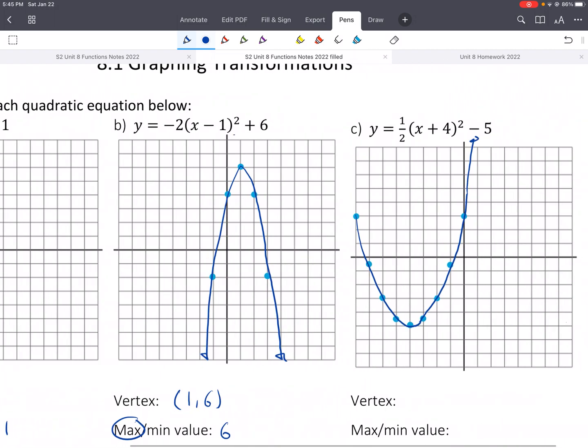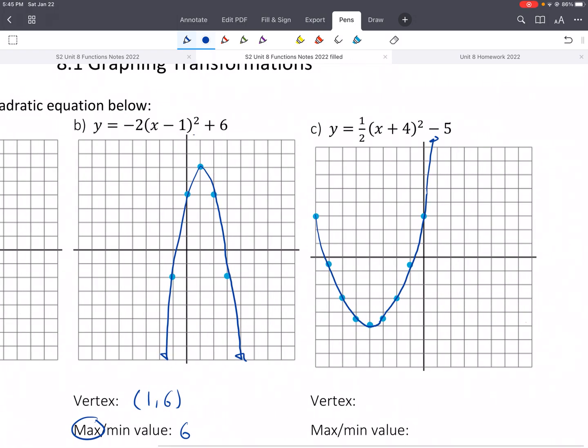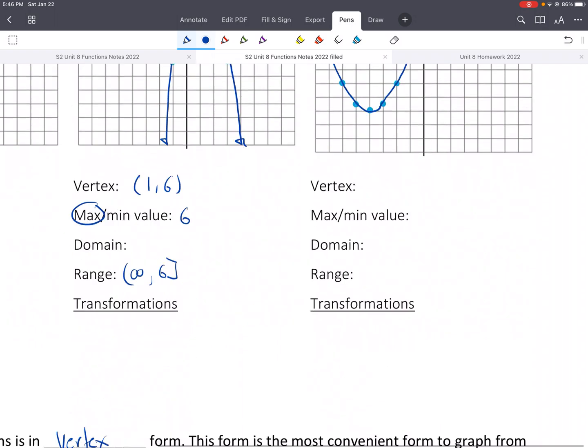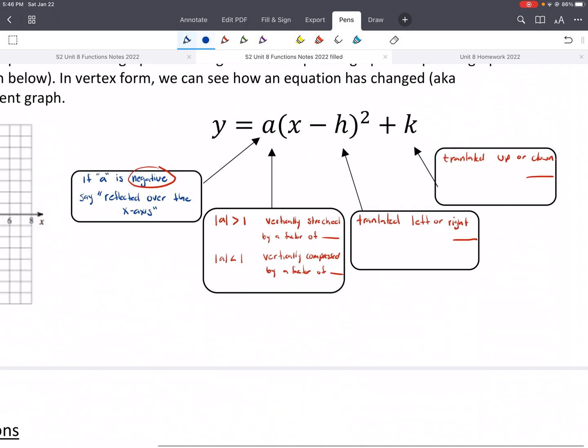All right, and then if the absolute value of a is less than 1, we say it's vertically compressed. So for C, we look at that, and it looks more fat. It's been squished. So for B, it's like we have a taffy that's being pulled. It gets skinnier. And then for C, it's like we're stepping on that taffy, and it's becoming much wider, okay? So that's what those two things that A does.